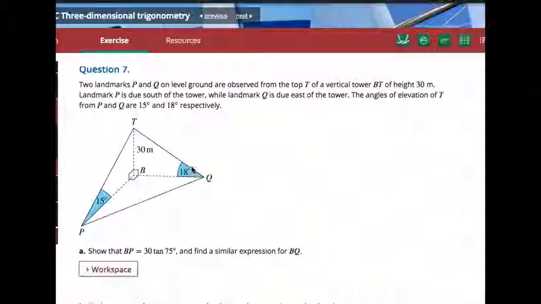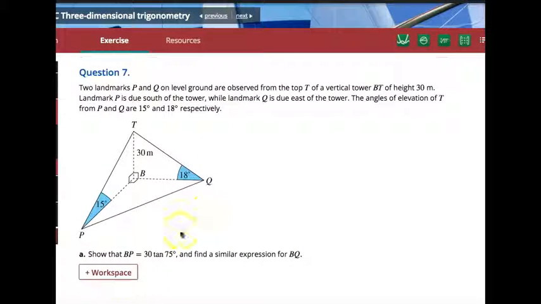So let's do this one. Actually, we will do this one. It's a bit different. So we've got two landmarks, P and Q. You're looking at the top of a tower again. I haven't even read it correctly yet. So P and Q are on the ground. We're looking at the top of a tower, just like that balloon question. But this time they've given us the height of the tower. They told us that P is due south of the tower.